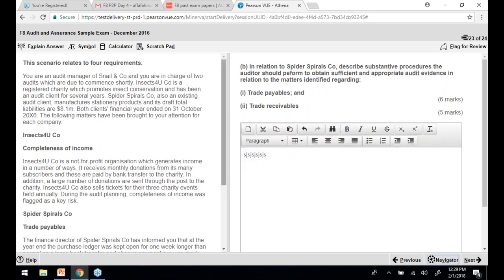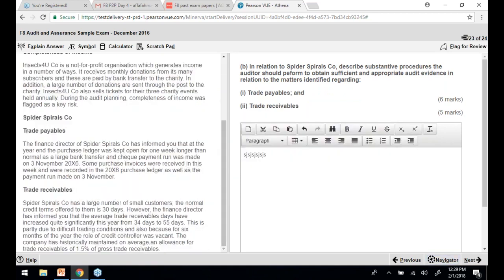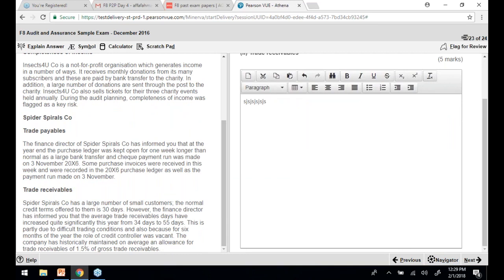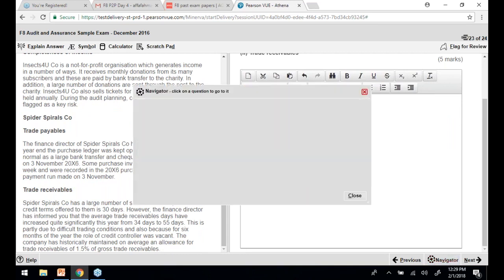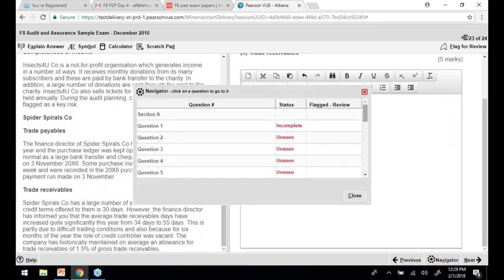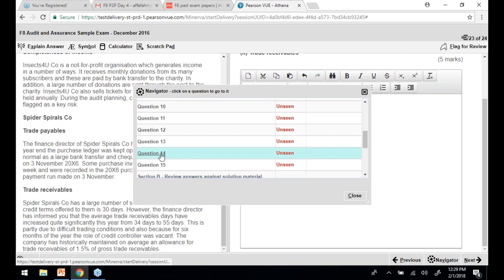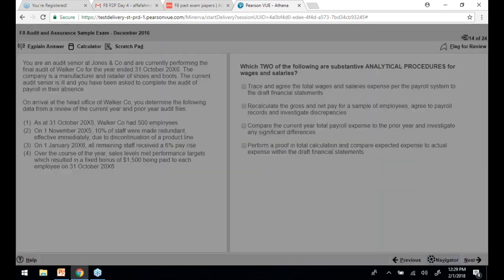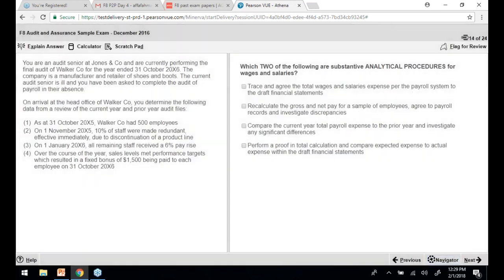So again, until you've seen all of this, it keeps warning you, please read the question, please go through this. So I'll go back and I can navigate and go through question number 14, for example, which should be an OT case. So the navigator will help you go to different questions.